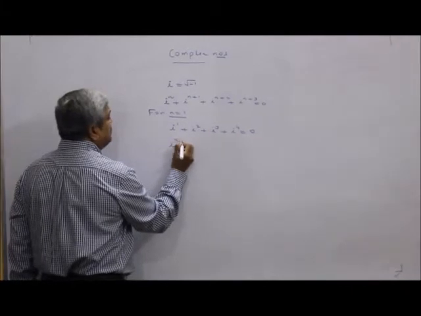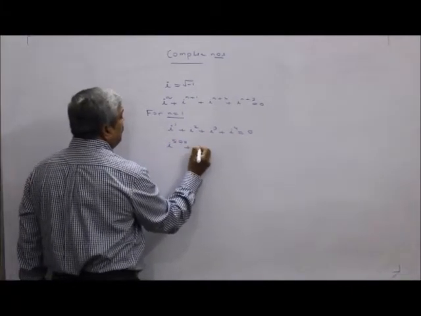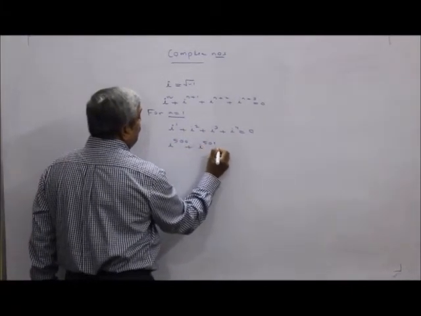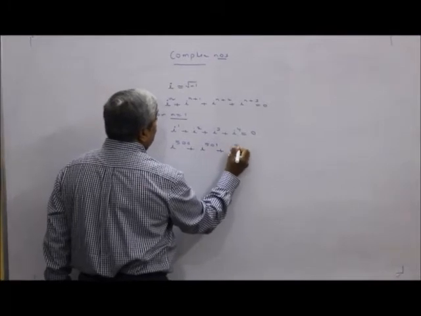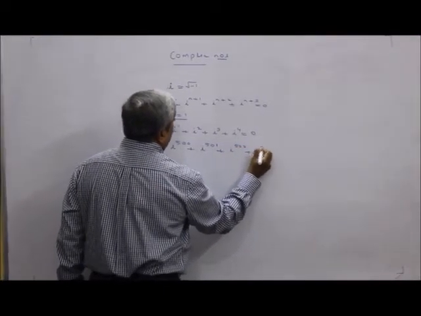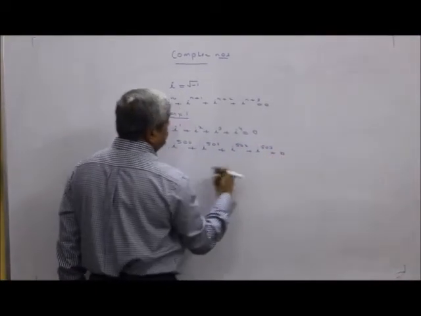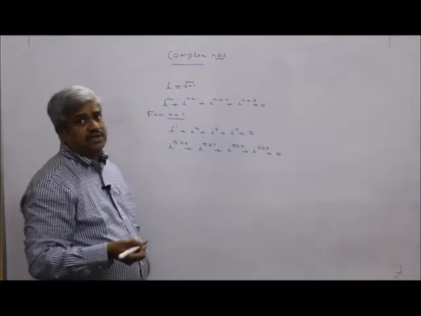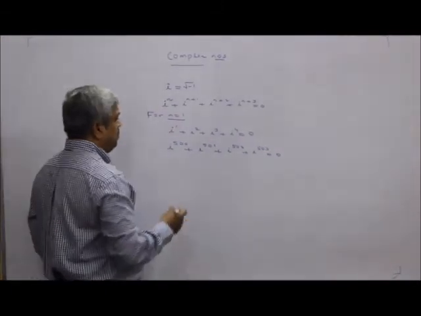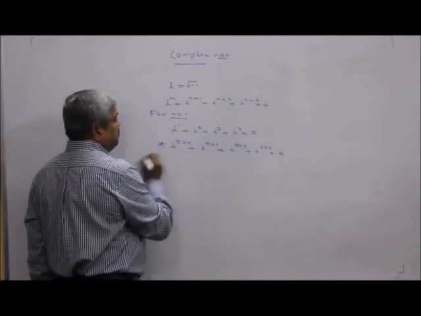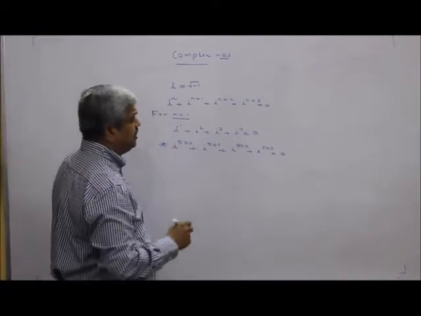Suppose you have i to the power of 500, i to the power of 501, i to the power of 502, i to the power of 503, we can just blindly write it as 0. So this will be useful for you for all competitive exams.